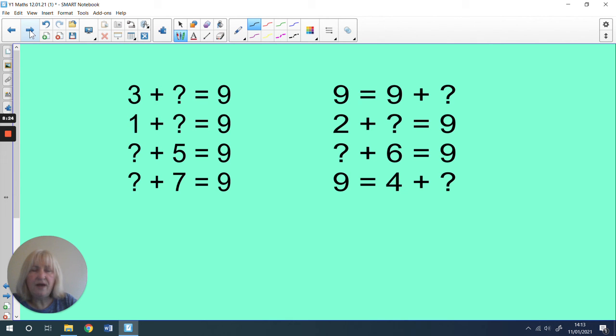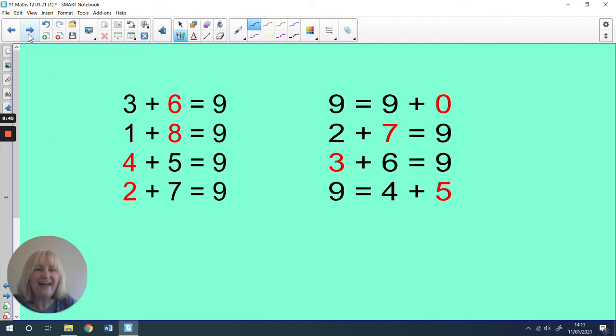Pause the video and see if you can fill in the missing numbers to these bonds, all of them bonds to 9. And then come back and check your answers in a few minutes. Okay, ready to check? Okay, see how many you got right. See which ones you found tricky and maybe ask your grown-up to help you with those again.